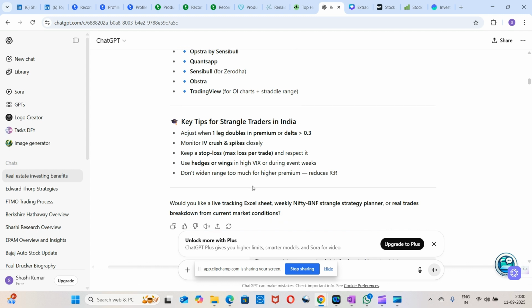Some tips: adjust when one leg doubles in premium or delta is greater than 0.3. Monitor IV correction spikes closely. Keep a stop loss, a max loss per trade, and respect it. Use hedges or wings in high wicks or during event weeks. Don't widen the range too much for higher premium, as it reduces the risk reward.